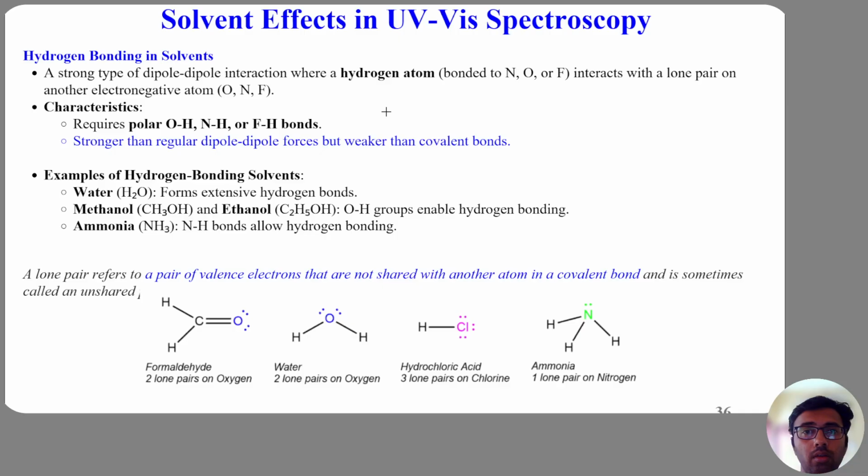Water has two lone pairs on oxygen. Ammonia has one lone pair on nitrogen. Hydrochloric acid has three lone pairs on chlorine. The spatial distribution of these lone pairs determines how solvents interact with molecular orbitals. These interactions produce spectral shifts that we will analyze quantitatively in the next lecture.